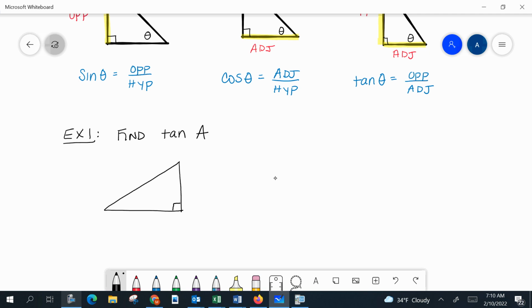All right, given this right triangle, I'm going to label this A, B, and C. And so the side lengths that are given is going to be 5, and the hypotenuse is 13.